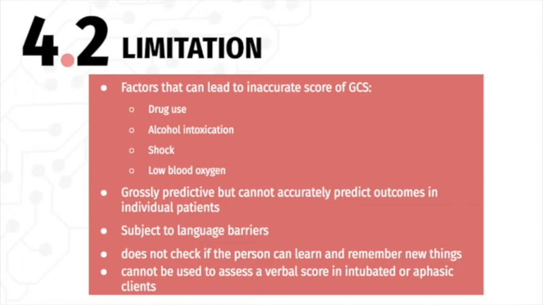Lastly, the GCS cannot be used to assess a verbal score in intubated or aphasic clients. However, it is still the most widely used scoring system for intensive care unit or ICU comatose patients. So if you need to assess the GCS of a client who is intubated, you have to indicate that the client is intubated.